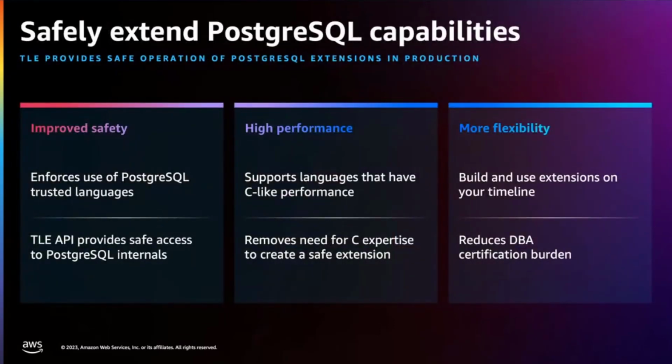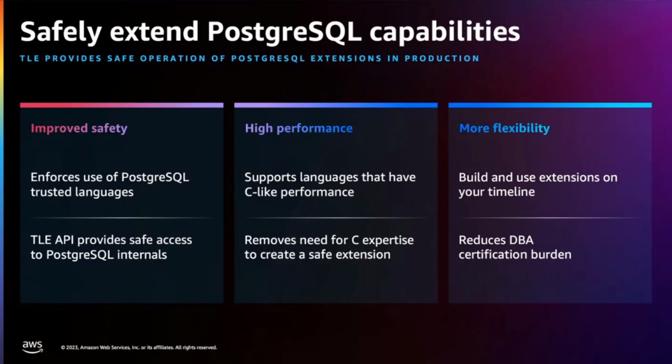What does TLE provide? So first, there's improved safety. Trusted languages do have the security guarantees that we talked about, but there's also some crash safety guarantees as well, based upon how these languages are constructed. C is a very powerful language, but if you're not careful, you can write some unsafe code with C that can either crash your database system or inadvertently create a security vulnerability. Trusted language extensions takes this away because by using a trusted language, you're able to write code, but have the security guarantees that come with that trusted language.